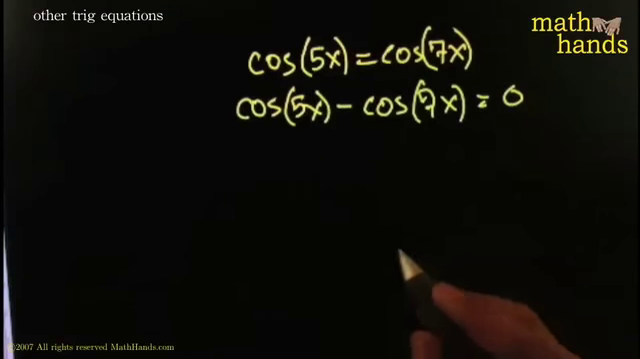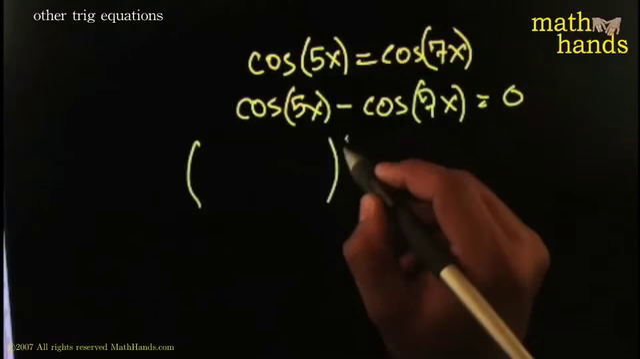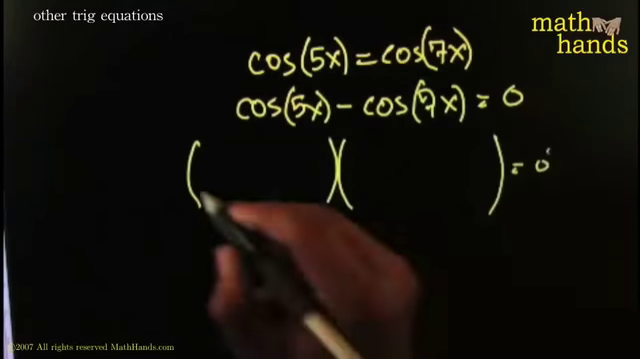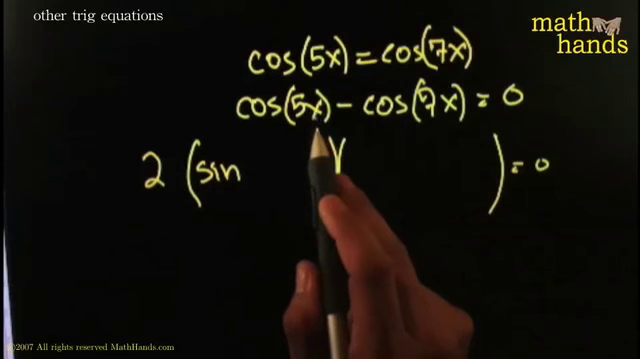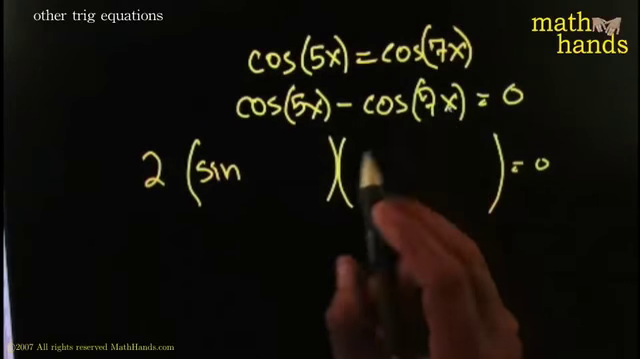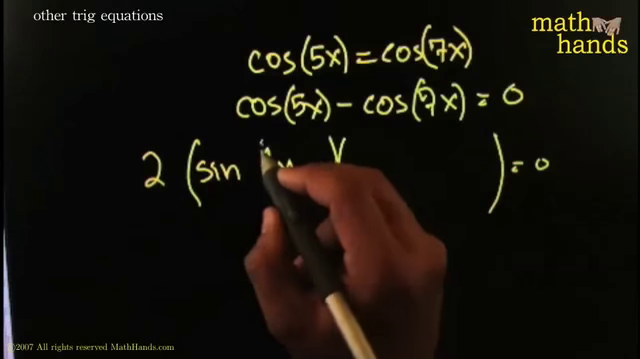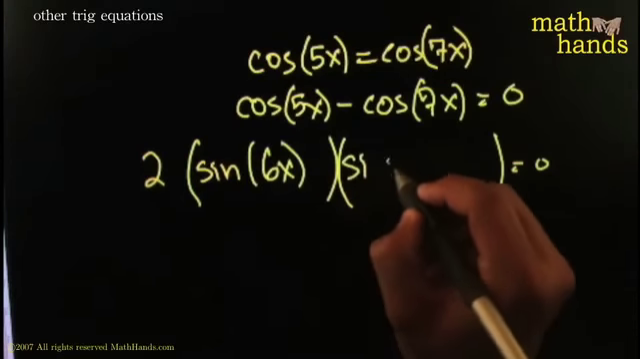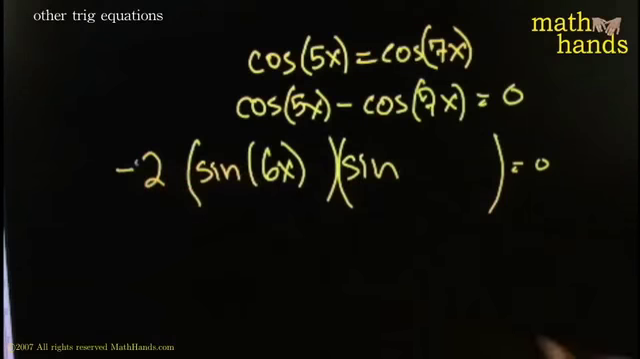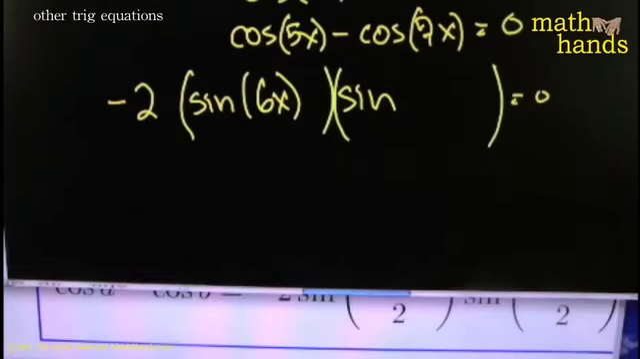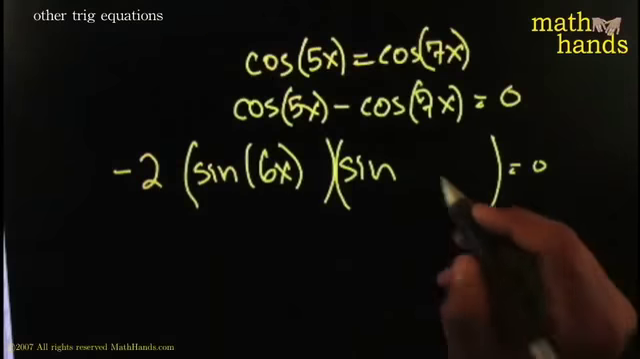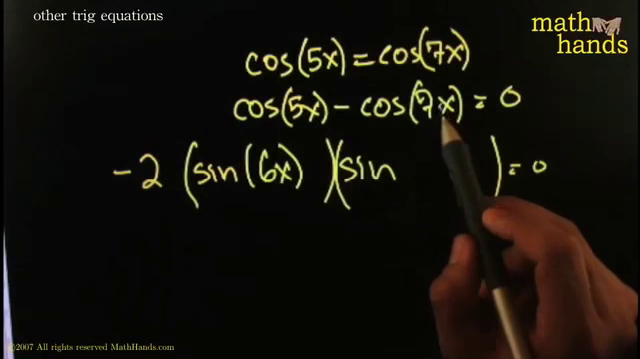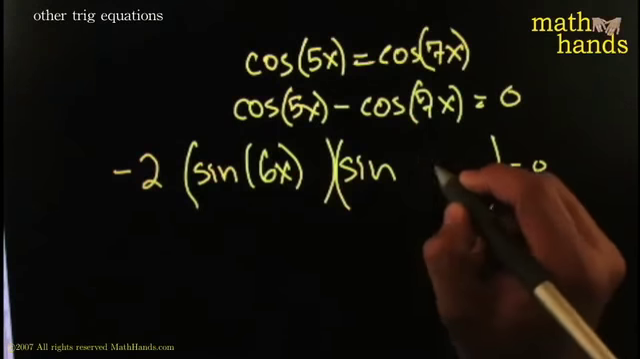I need to make those parentheses a little bigger. So this is going to be 2 times sine of the average of the two. So the average of the two would be 5x plus 7x, that's 12x, 12x divided by 2, that's 6x. Times sine of the difference of the two. Oh, I think there's a negative out here too. Yeah, there's a -2 right there, and then there's a sine of the average, and then you take the difference divided by 2. So the difference would be 5x take away 7x, that would be 2x, divided by 2, that would be just a single x.